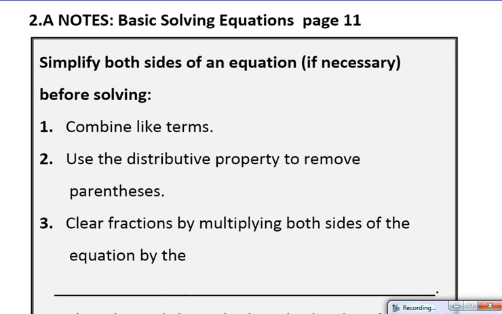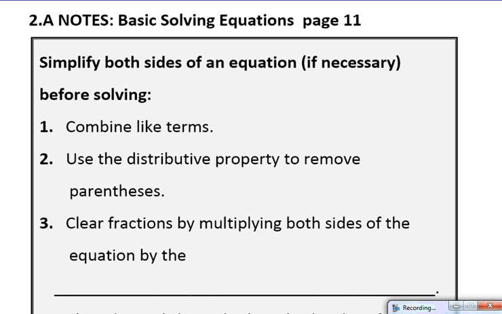In our third segment on solving basic equations, which is on page 11, we're going to look and see that these equations are not as simple as the last ones where there were only two terms or two numbers that we needed to undo. Here we may have to simplify one or both sides of the equation.